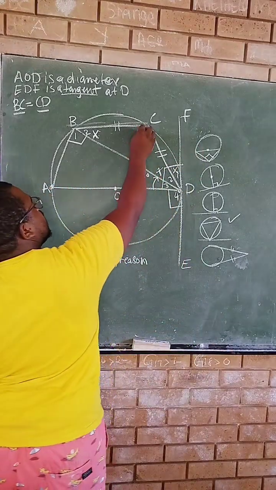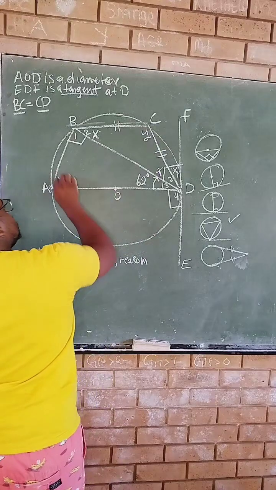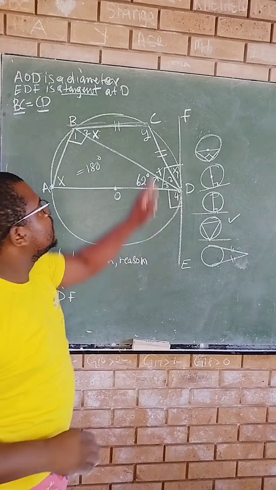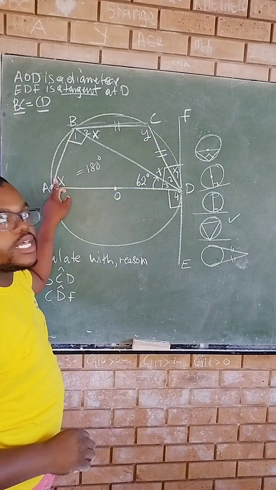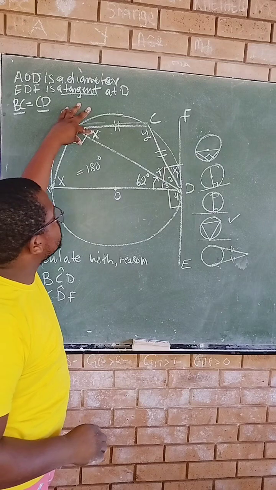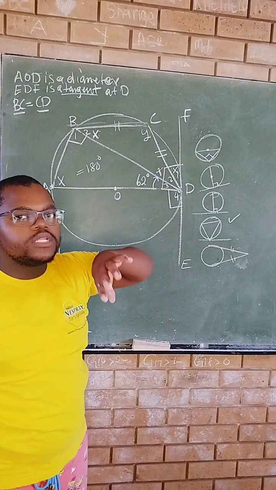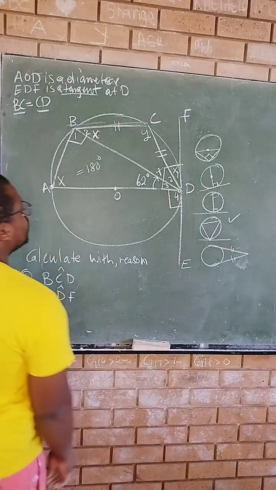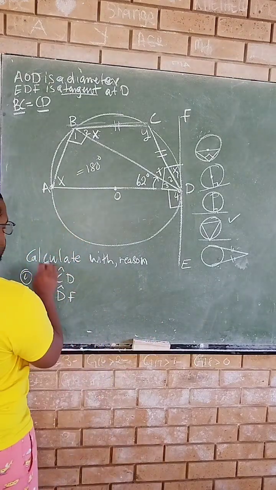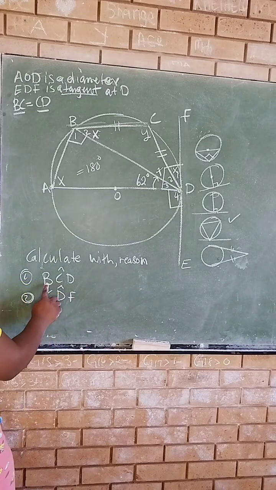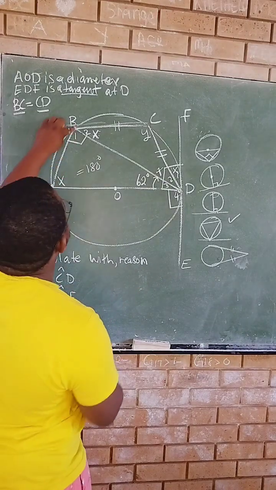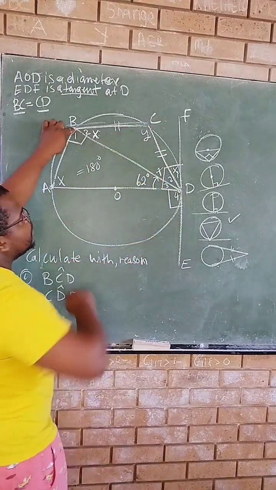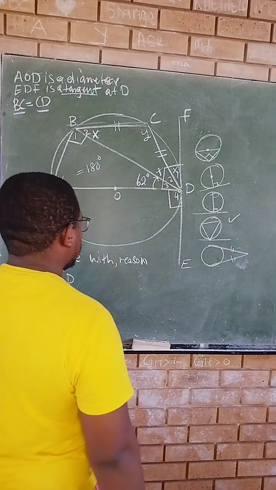So when I add this plus this, I must have 180 degrees. This plus this is equal to 180 degrees. And this plus this must also be equal to 180 degrees. Okay? Now let's go for the questions. The question says calculate with reason BCD. They are looking for this one.